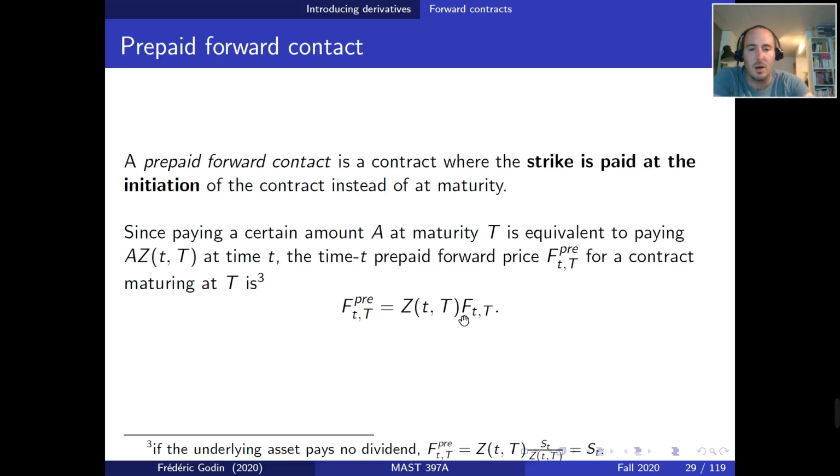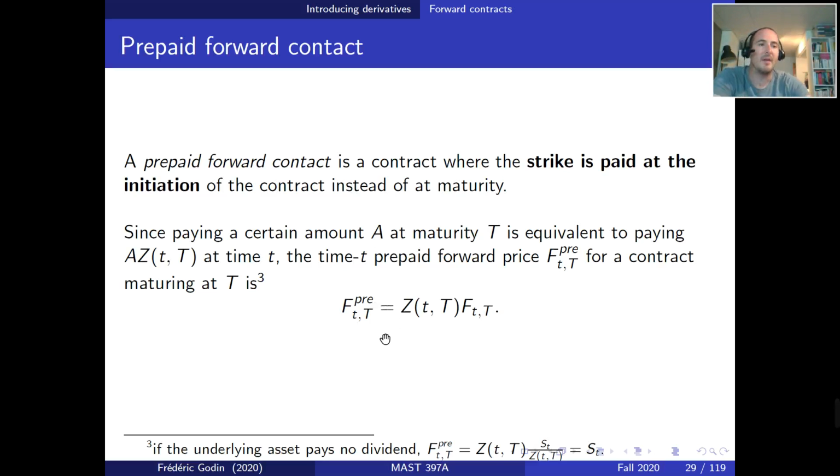Okay, so this quantity, which is the forward price times the price of the zero coupon at time small t, this is known as the prepaid forward price, and it is denoted by F small t capital T pre. Okay, so pre here means prepaid.